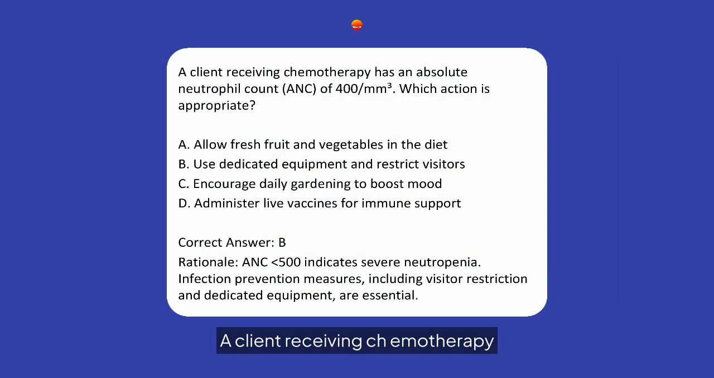A client receiving chemotherapy has an absolute neutrophil count, ANC, of 400 per microliter. Which action is appropriate? The correct answer is B. Use dedicated equipment and restrict visitors. Rationale: ANC below 500 indicates severe neutropenia. Infection prevention measures, including visitor restriction and dedicated equipment, are essential.